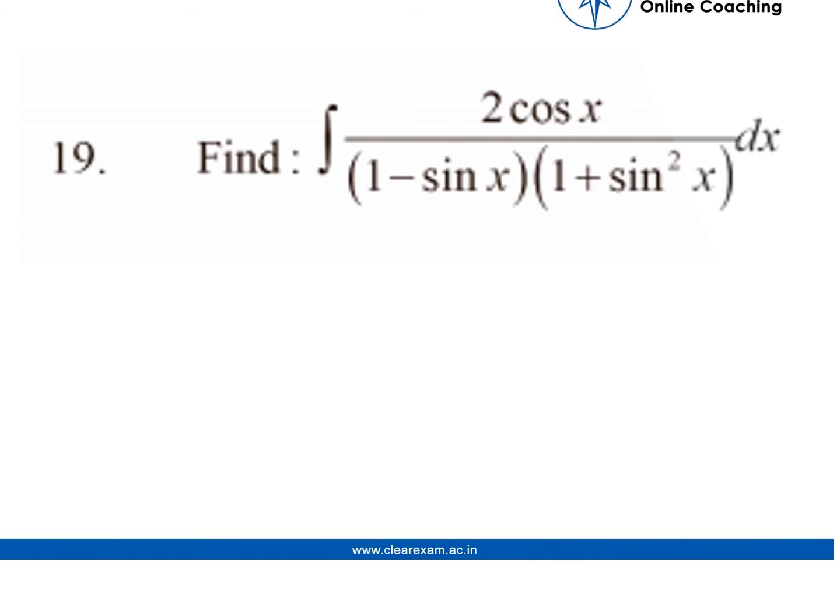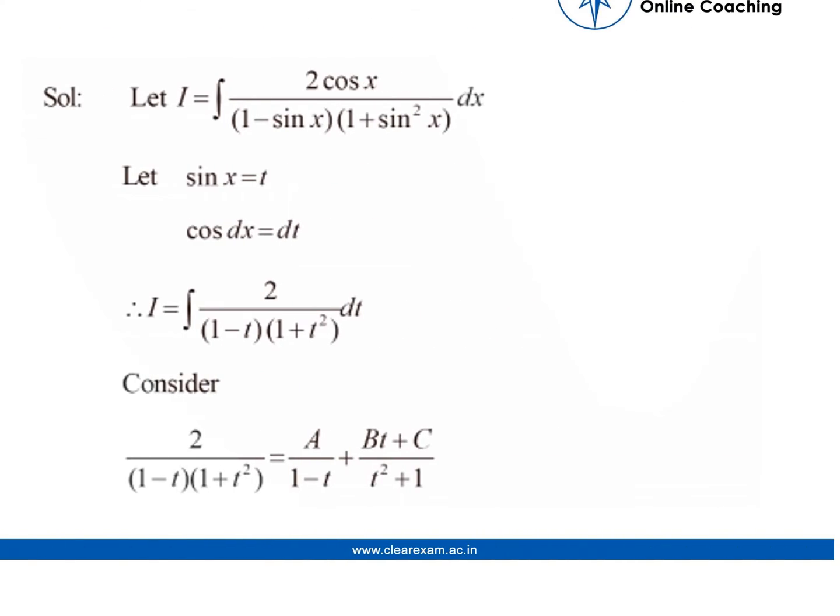Question number 19. Find the integration of 2 cos x upon (1 minus sin x) into (1 plus sin square x) dx. Solution. Let I equal the integration of 2 cos x upon (1 minus sin x) into (1 plus sin square x) dx. Here, let sin x is equal to t and cos x dx is equal to dt.